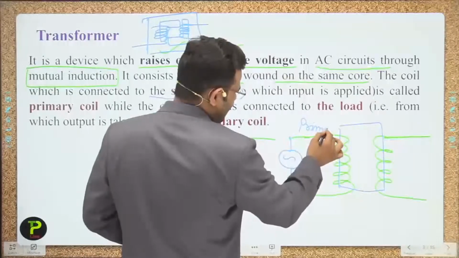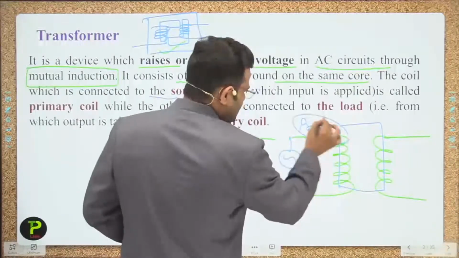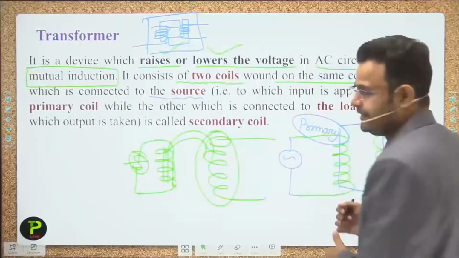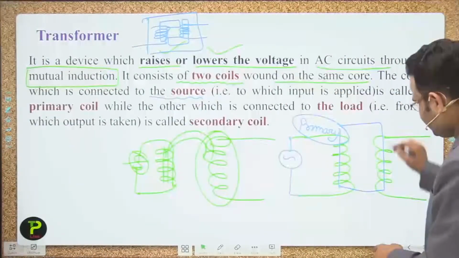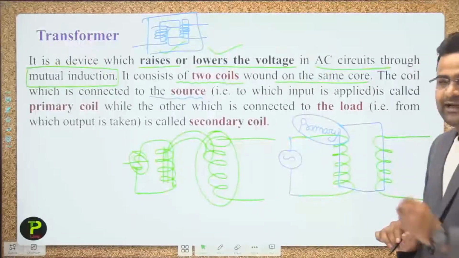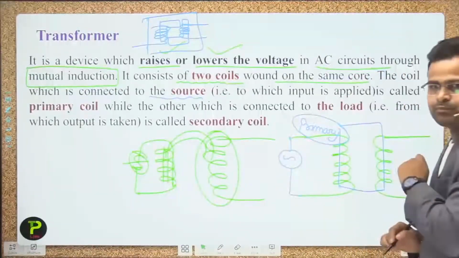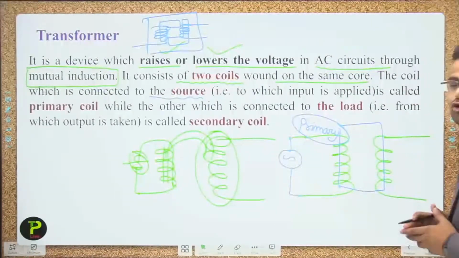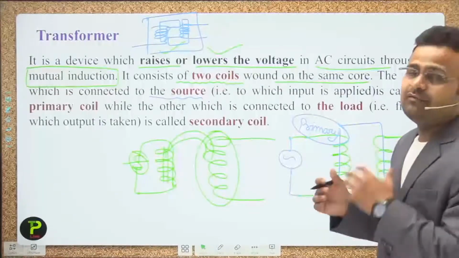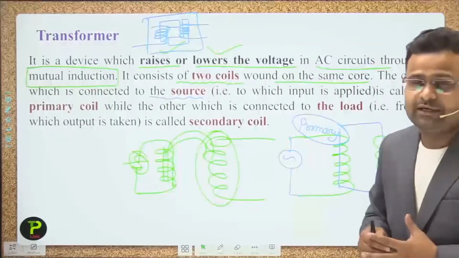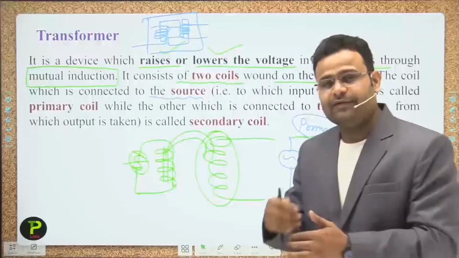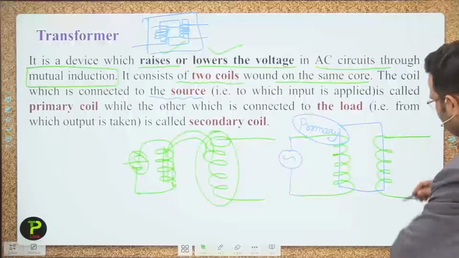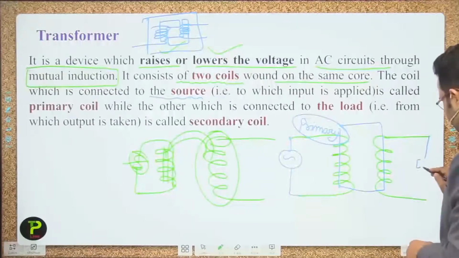The primary winding is connected to a source, which is our energy source. The secondary coil is connected to our load, just like a motor or whatever our requirement is. So that is the load.